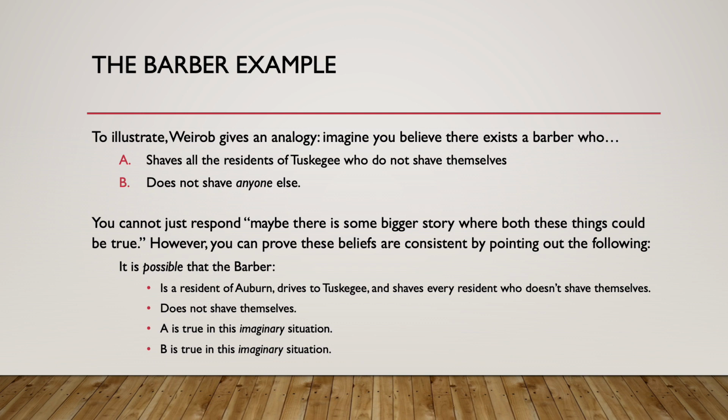Now notice, to show that the belief in such a barber is consistent, you don't need to tell me where the barber really lives. Maybe you have no idea. Maybe they live in Tuskegee, maybe they don't. Maybe they live in Auburn, maybe they don't. Maybe they live in Birmingham, maybe they don't. All you need to do is say, hey, look, here's a possibility, and this possibility shows that both these things could be true. Notice, it's not enough just to say maybe there's a bigger picture, but you have to actually draw a bigger picture that is possible. Now, it doesn't have to be the true bigger picture, but you have to at least show that there is a possible bigger picture.